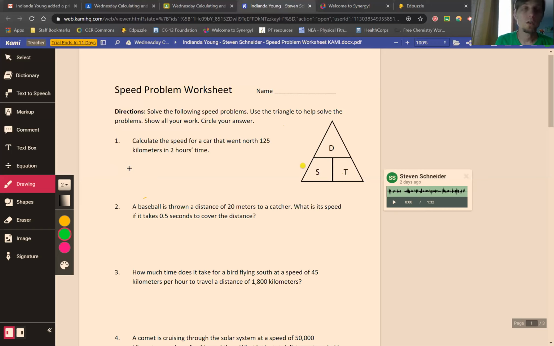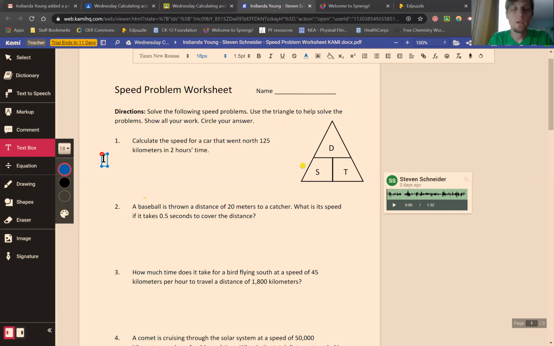Or you can come over here and do text box. In text box, similarly, you just click on the page somewhere, and you can see, for instance, let's go through the 3 steps here. Let's list the given and unknown values in this particular question. Calculate the speed for a car. So speed is what we don't know. So I'm going to put speed. I'm going to push equals. You can just put a dash if you'd like. And I'm going to put question mark because we don't know.